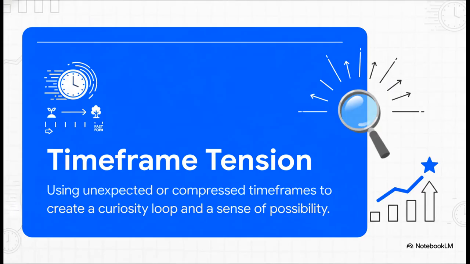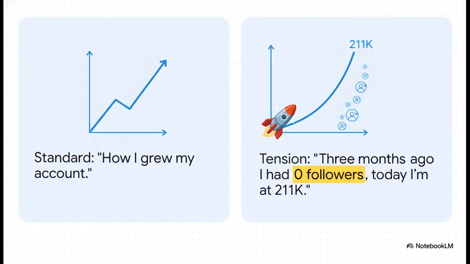Our third viral trigger is all about playing with time. It's called time frame tension. By showing a huge transformation in a really short or compressed amount of time, you create this intense curiosity loop. And just as importantly, you give the viewer a sense of hope and possibility. Again, look at the difference in the impact.